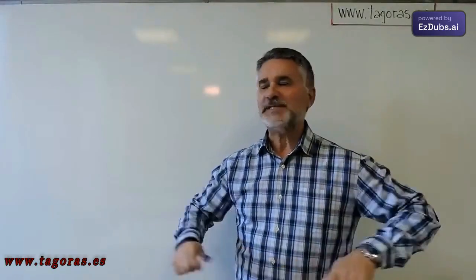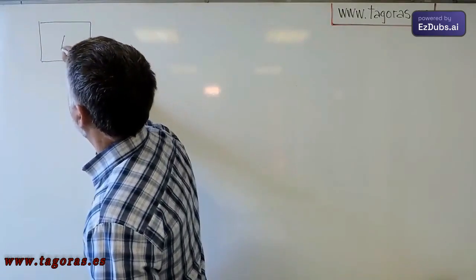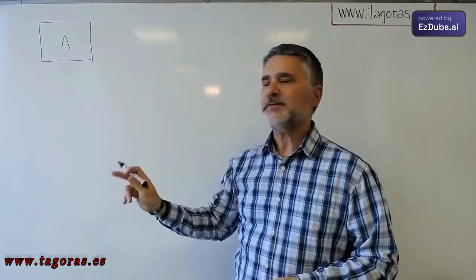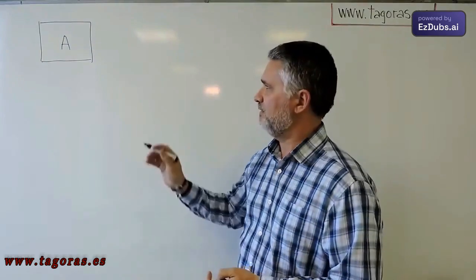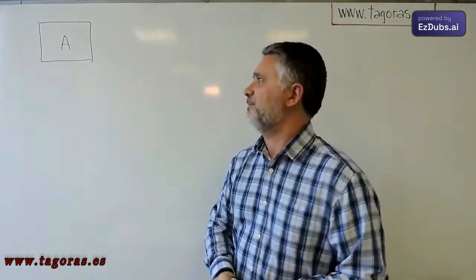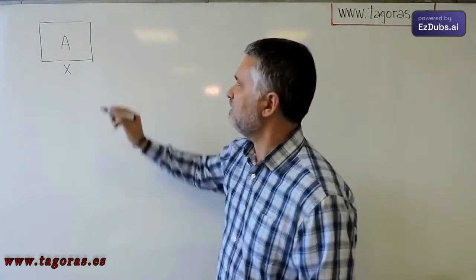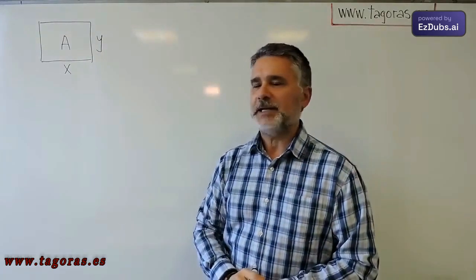On this occasion, what they ask us is that we calculate, among all the rectangles that have a certain area, whatever it may be, which one has the minimum perimeter. That is, we determine those measurements so that, having the same area, it has the smallest possible perimeter. As always, we are going to call the base x and the height y.